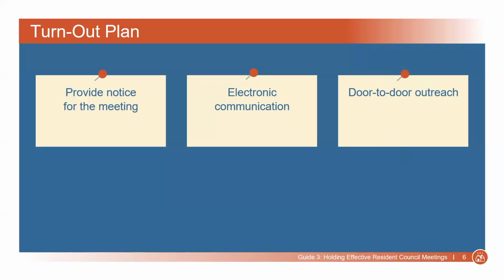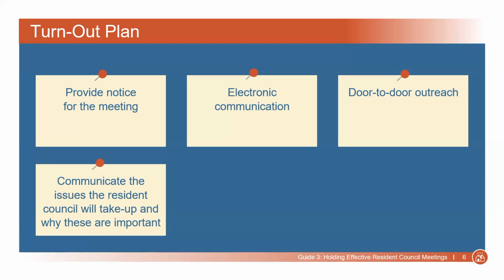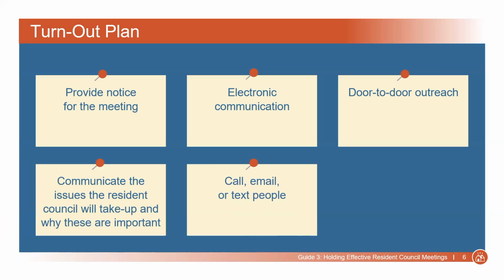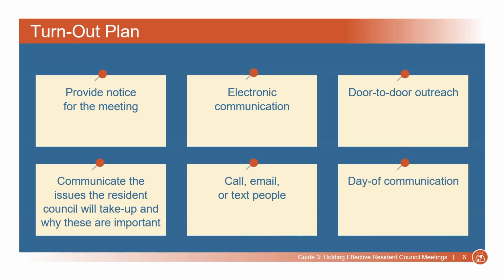Conduct door-to-door outreach. If the property is not too large, door-to-door outreach is extremely effective. At bigger properties, you may want to have building or floor captains who are responsible for inviting and reminding the people in their area to come. Another option is having a table in the lobby during active times to talk to people. Make sure to communicate the issues the resident council will take up and why these are important to you as you do outreach. Board members should call, email, or text people to invite them or remind them to come. On the day of the meeting, text or door knock if people need a reminder. Remember, inviting people personally and talking to them about why it's in their interest to attend is the most effective way to get people out.